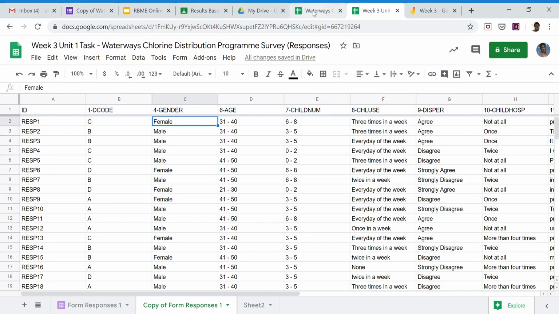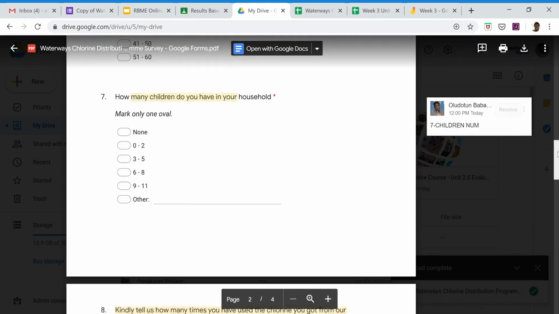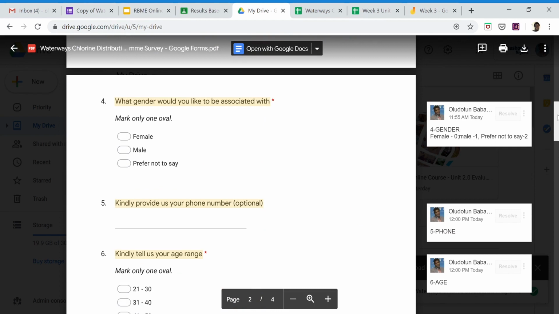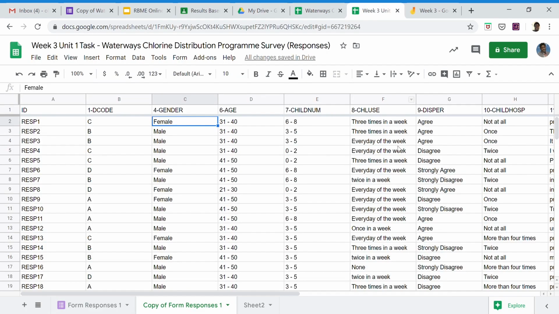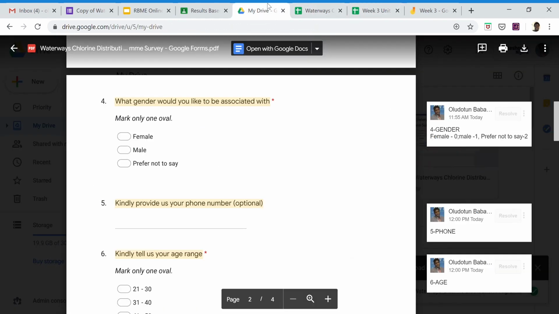Let's see what we replace female with in our code plan. So this is our code plan. Female is 0, male is 1, prefer not to say 2. So what we'll just do is Ctrl H, I guess. Find female and replace with 0.